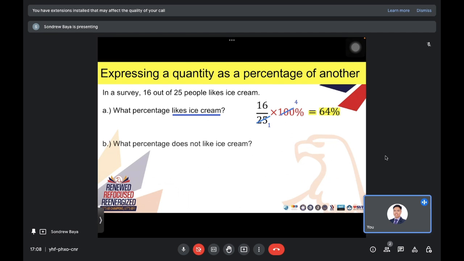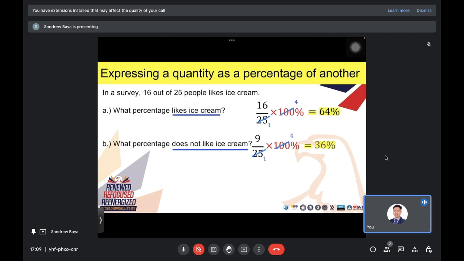So if you know already the answer to letter A, B will just be its complement, meaning we can find the answer of B by subtracting 100 by 64 because the remaining percentage would be those who do not like ice cream, of course. That would be 36%. But if this is a separate question without knowing A, we can find it by looking into how many do not like it out of the total number of people. So here, there are 9 people who do not like ice cream out of 25. So converting it into a percentage, you get 36% as expected.